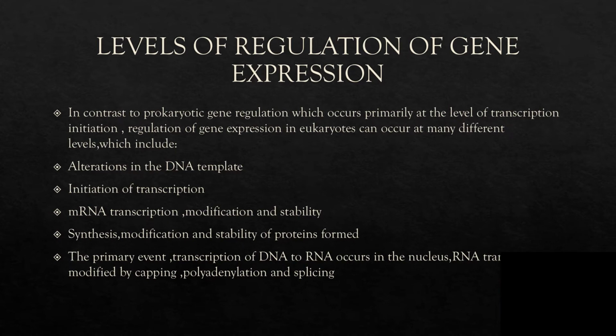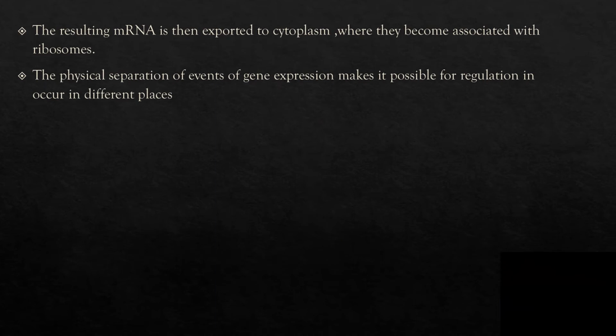post-translation modifications. Here the resulting mRNA, as I told, is exported to the cytoplasm, where it becomes associated with ribosomes. Ribosomes can be associated with the endoplasmic reticulum. Once it is associated with ribosomes, the mRNA is translated into polypeptides, and the physical separation of these events of gene expression makes it possible for regulation to occur in very different places.